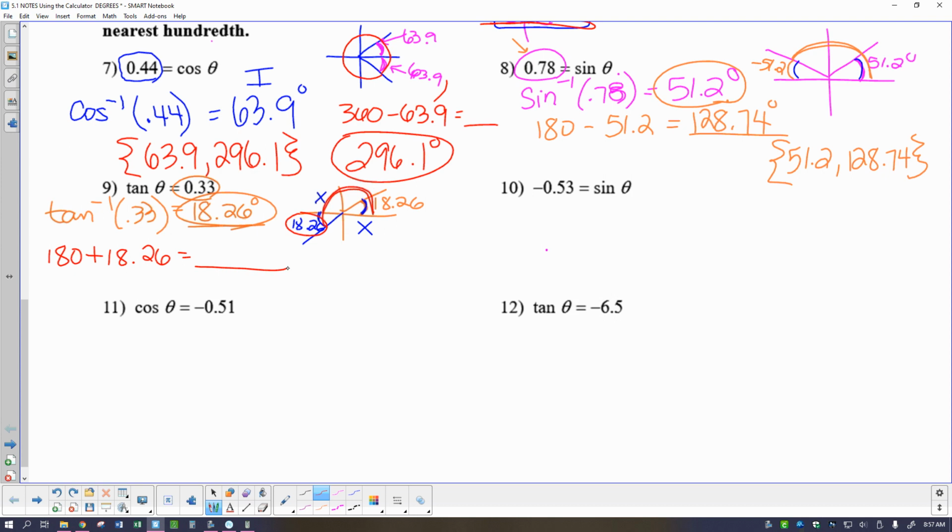Now, here's the other thing. When you write this, if you write your two answers and they don't land you in the quadrants that you said, which for us was the first and third, then you did something wrong as well. You either added or subtracted incorrectly. So my solution is 18.26 and 198.26.